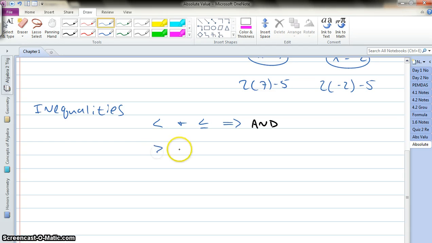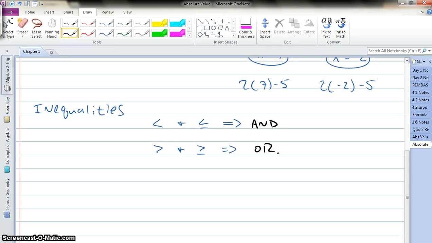Alright, if it's greater than or greater than or equal to, that means that it falls outside of the absolute value of that. Alright, so greater means it is beyond the positive and negative values. So that is associated with or.